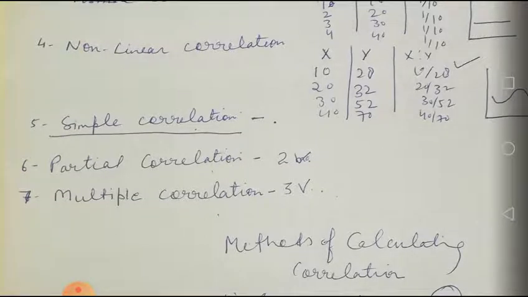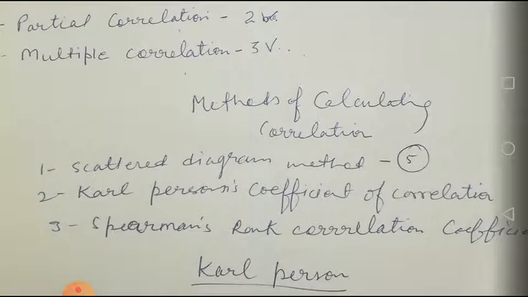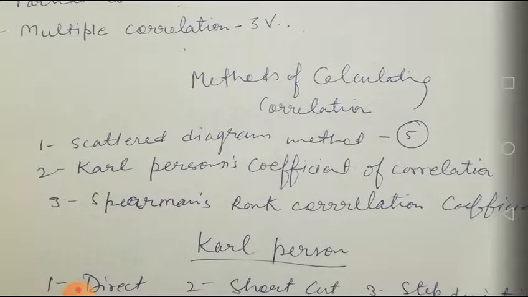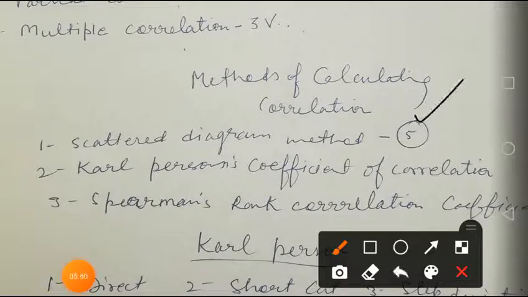The next topic is methods of calculating correlation. In your book there are 3 methods given. Partial and multiple correlation are not part of your syllabus. The first method is the scatter diagram method. Under this method there are 5 types of diagrams showing the value of correlation, but this year it is removed from the syllabus. So from now onwards, only 2 methods are left which we'll study.